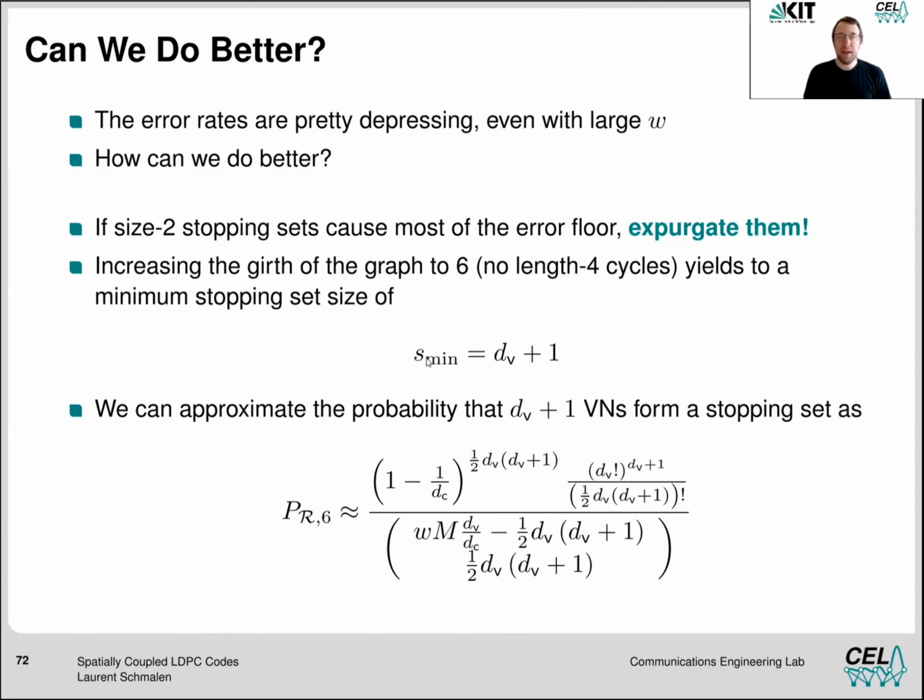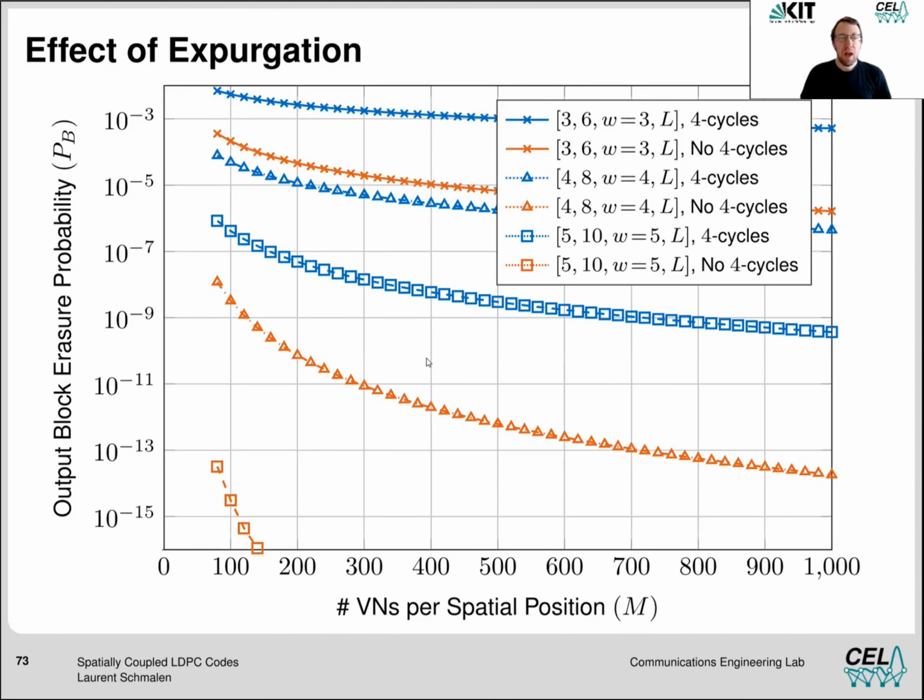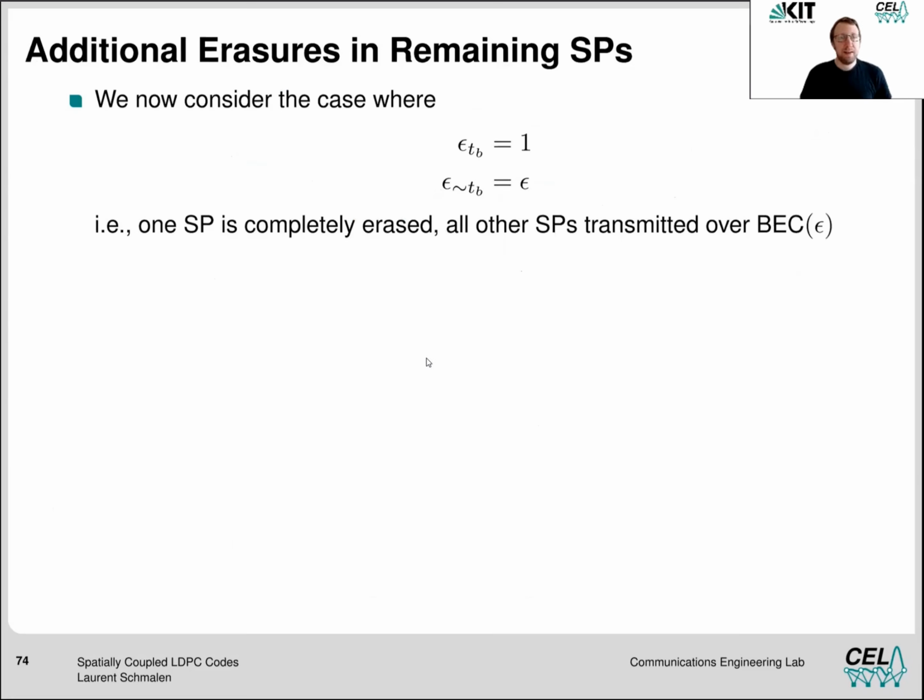And this is actually equal to increasing the girth of the graph, so to say. If you look at the graph argument, we can actually calculate probabilities that this happens, also in the expurgated case. And we see that if we do this expurgation and optimize our parameters, we can have error probabilities in the range of less than 10 to the power minus 15. So very low error probabilities with quite little effort. That's very nice. And then we can start to slowly generalize this analysis.